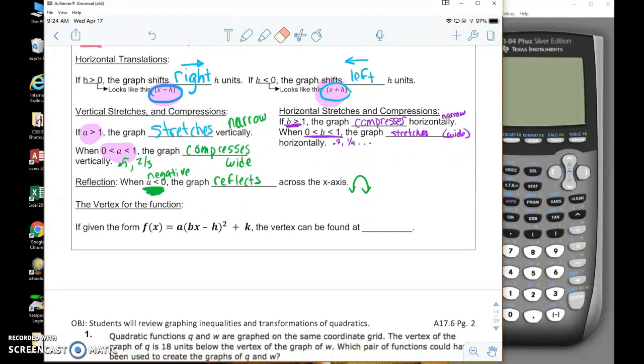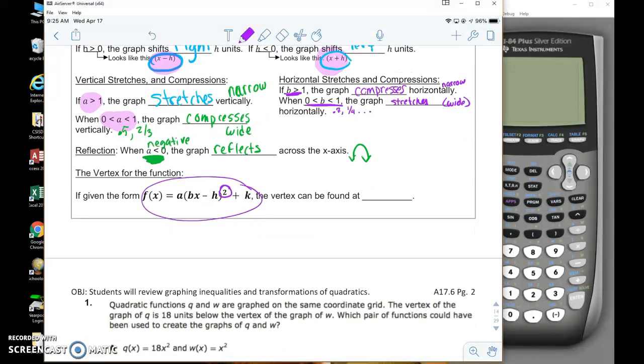Okay, very last thing about transformations. If we are given a quadratic equation, so it has the squared, in vertex form, then our vertex is the number h and k. It's an ordered pair. So h is the x value. Remember, it's opposite. So here if we had -2 and +4, then our vertex would be +2, 4. Okay, inside parentheses is opposite.